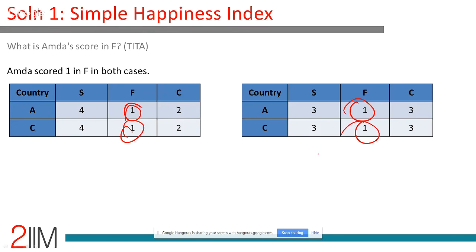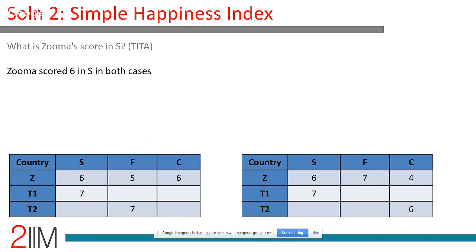Either 412, 412 or 313, 313. We cannot confidently say what is AMDA's score in social support or corruption perception. Freedom of choice, both AMDA and CALA, I said A and C, both have got 1 in all our scenarios. So 1, done. What is Zuma's score in S, social support? Zuma's score could have been 656 or 674 in both cases. In social support, Zuma should have got 6.